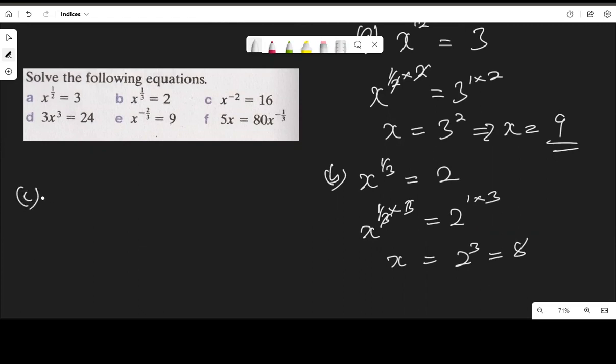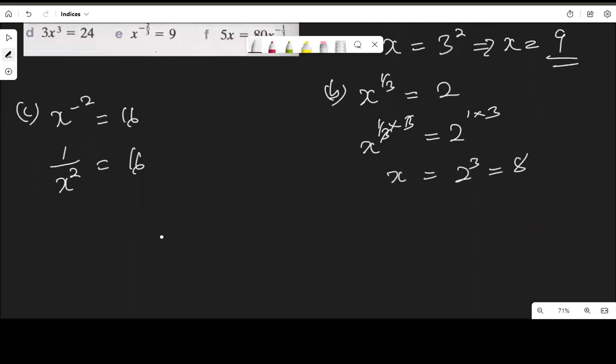And the c part, s to the power of negative 2 is equal to 16. This implies, again, to clear this, I need to express this in index form, or let's express this in positive indices first, which is s to the power of 2 equal to 16.